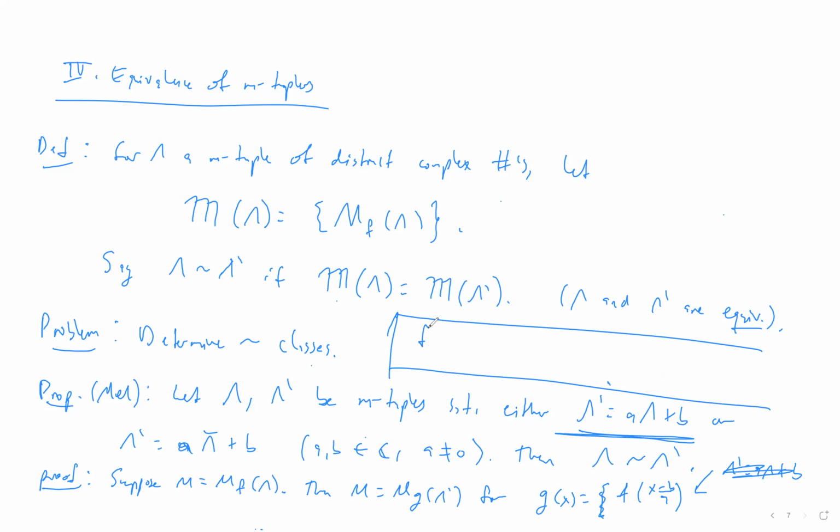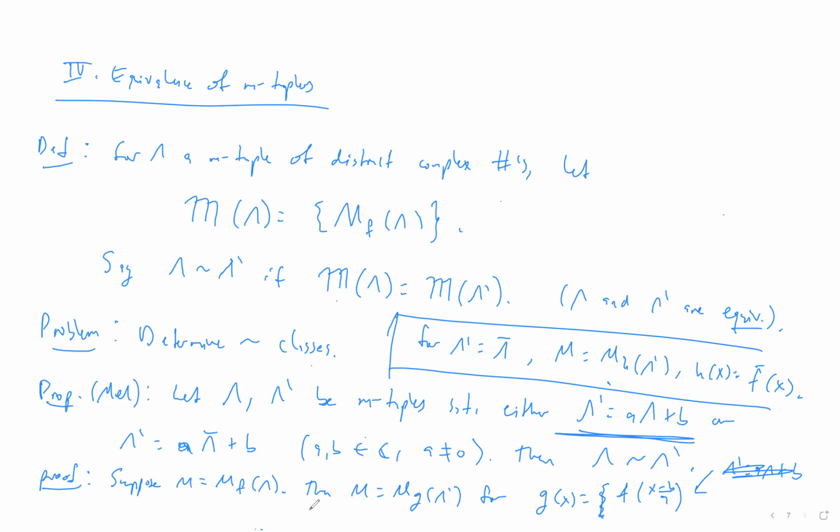Also, for lambda prime being the complex conjugate, we have m is equal to mh of lambda prime for h of x is equal to f bar of x. So this first guy that I squeezed in at the bottom here is saying that if you take lambda and you take a homothetic copy, so you translate it and you scale it, then you can just translate and scale your polynomial f, and you'll get sort of the same pattern of the zeros of the derivatives.